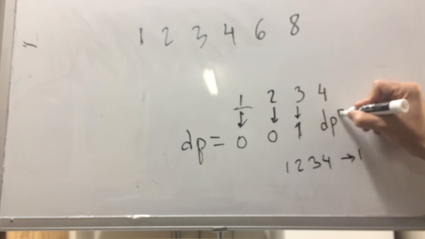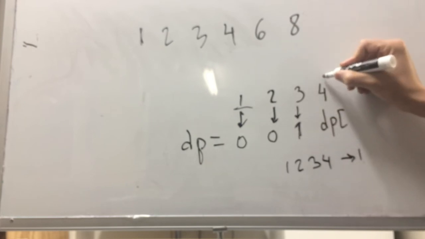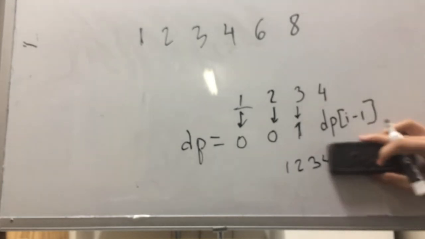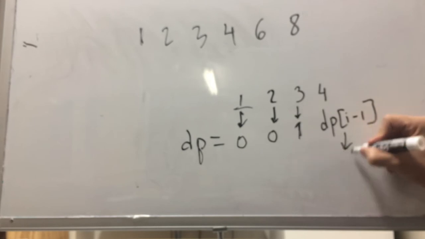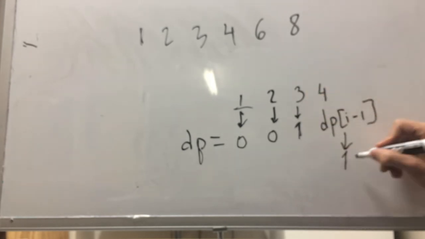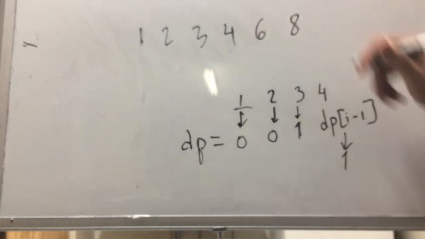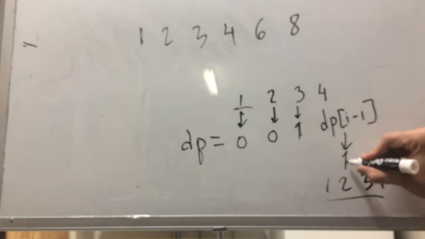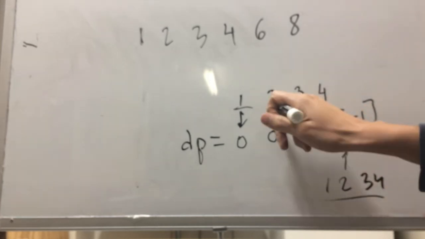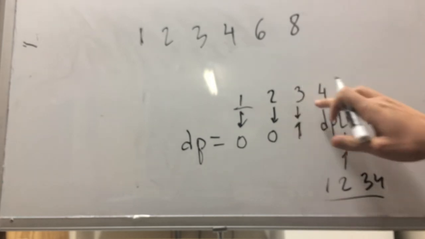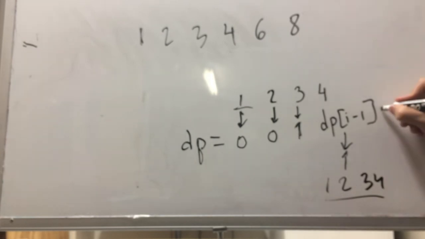So dp, and this is the i's position. We are at i's position, so we're going to say i minus 1. That would give us 1, right? Because the solution for 3 was 1. Now, 1, 2, 3, 4 is one combination, but we also have 2, 3, and 4. That's another combination.